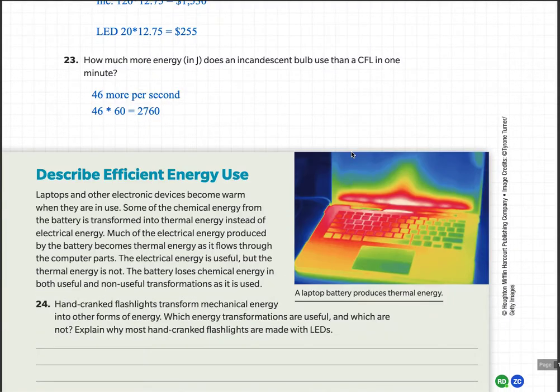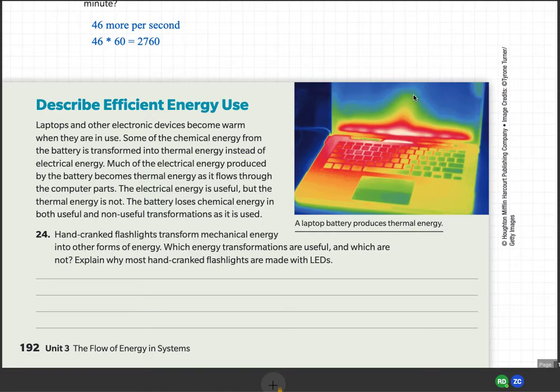Well, incandescent bulbs are super inefficient because most of it is lost through heat. And this kind of describes this picture of a laptop. You can see it's an infrared image, and you can see how all this red is showing that this laptop is losing heat, and that heat energy is coming from its battery. So a lot of the energy that this computer is getting isn't even being used by the computer. It's just leaving the computer as heat.